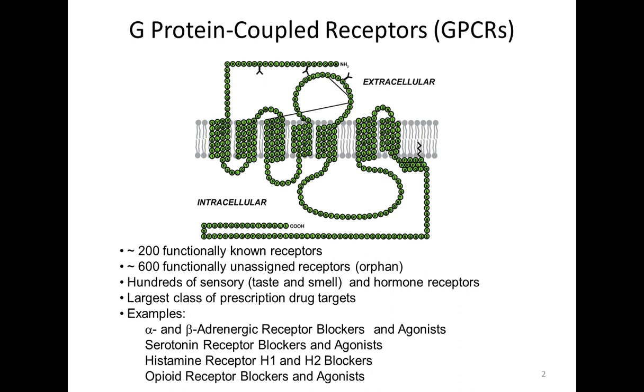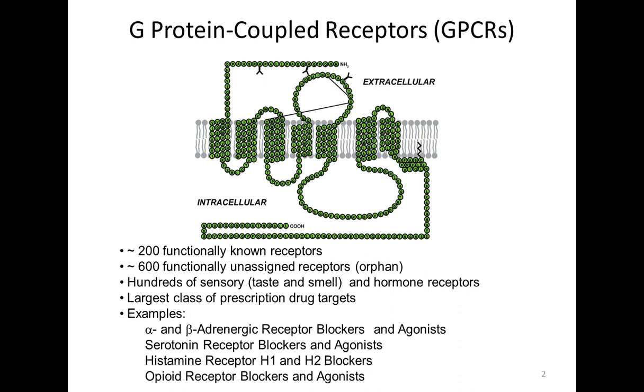G protein-coupled receptors are very important in converting extracellular cues or signals into specific cellular responses, and therefore they regulate a vast variety of physiological processes. Because of this, they are the target of a significant number of drugs on the market. In fact, about 33% of them on the market target these particular proteins.